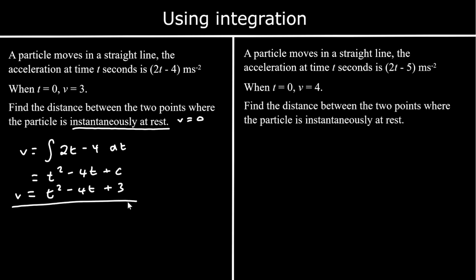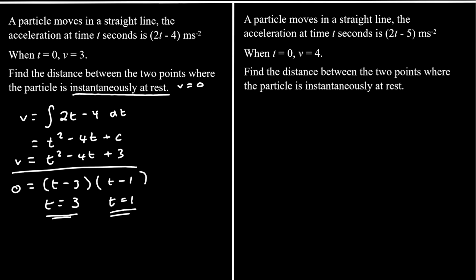Where are the 2 points? It's instantaneously at rest. That's when the velocity is 0. So 0 equals, and I'm going to put this into brackets, t minus 3 times t minus 1. So it's instantaneously at rest at t equals 1 and at t equals 3. Now we need to know the distance between these 2 points. So where is it at t equals 3 and where is it at t equals 1? So we're going to have to know the displacement.